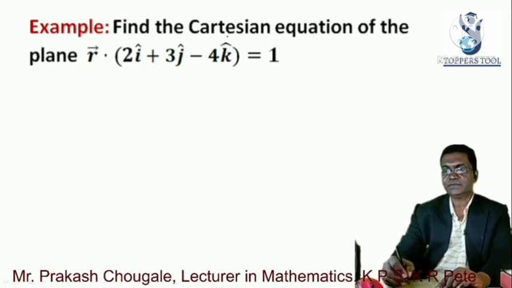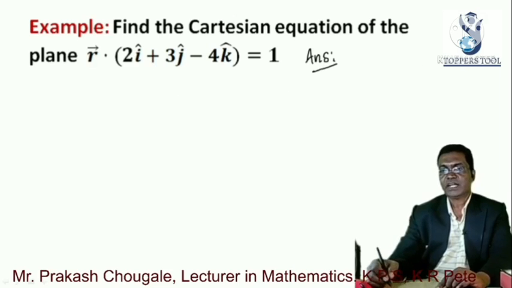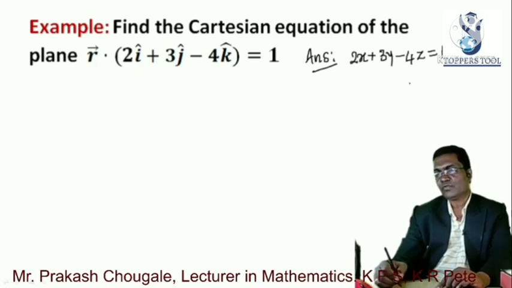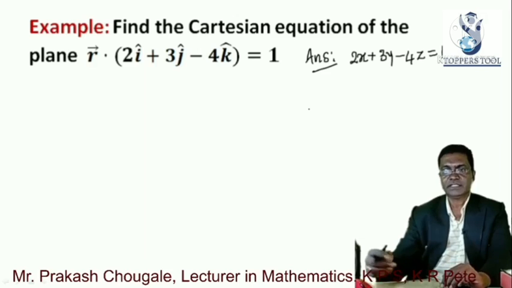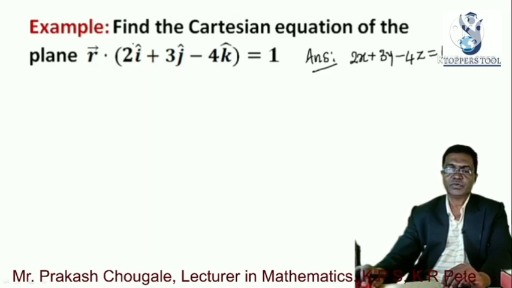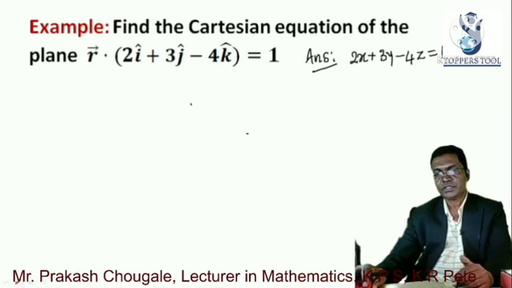Its answer is, as I said earlier, instead of i, j, k, you can take x, y, z. So its Cartesian equation can be 2x plus 3y minus 4z is equal to 1. So this is the direct way of writing the Cartesian equation from the vector equation. Okay. So otherwise you can do it.